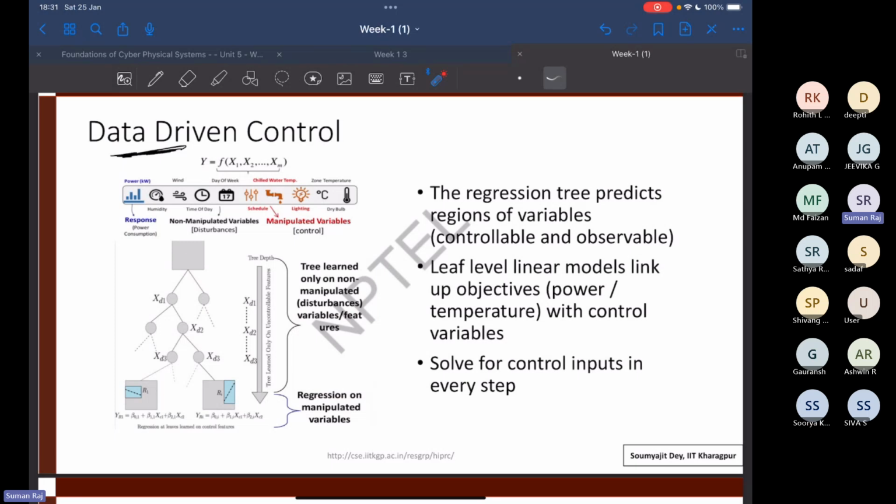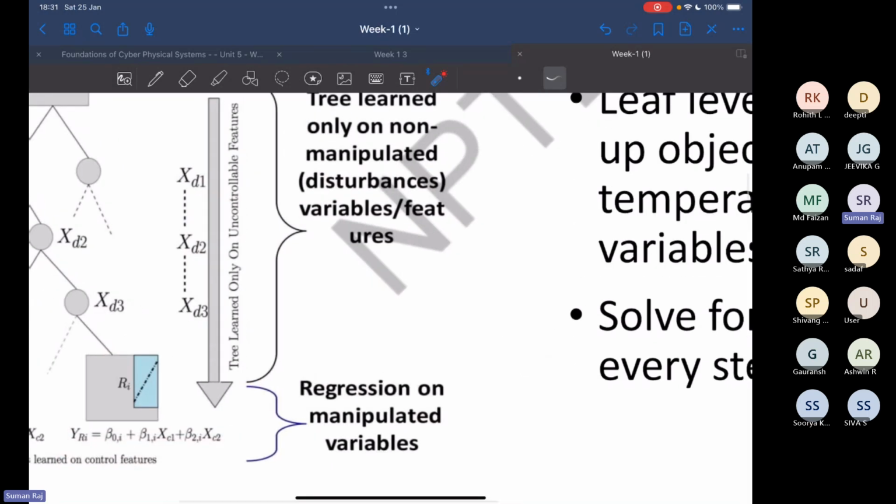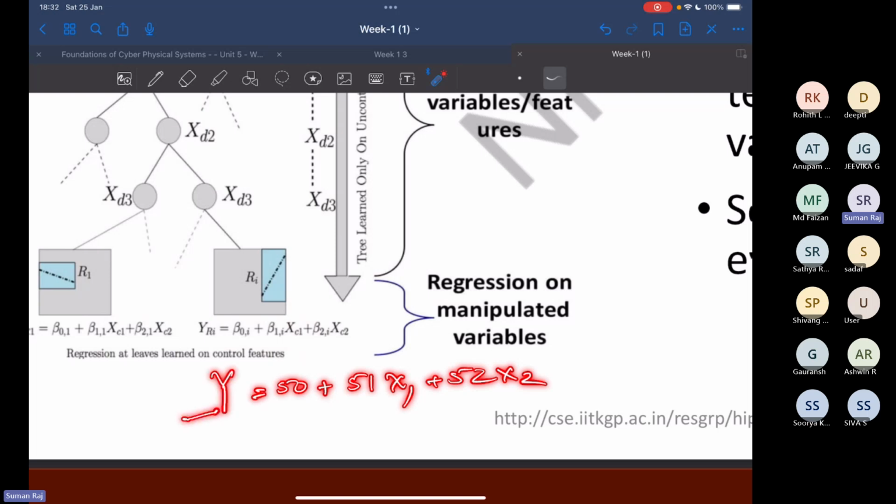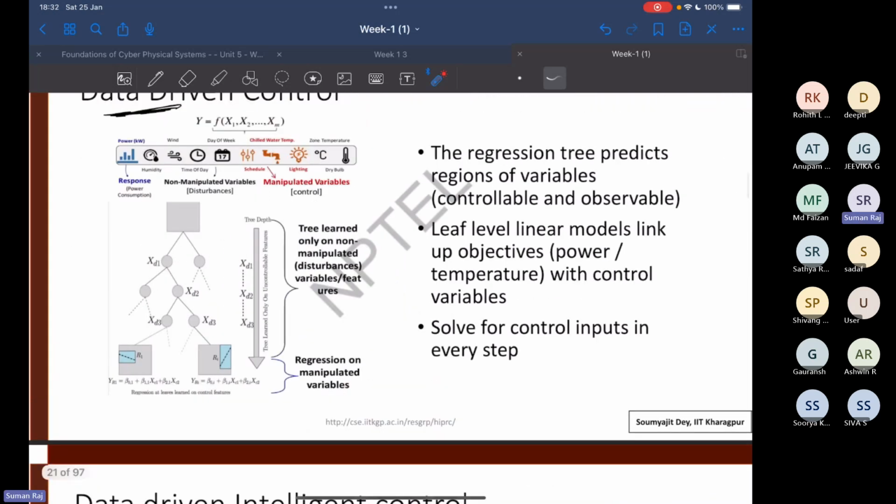Okay, so in general, regression means if you have this kind of an equation, let's say y is equal to this constant beta naught plus beta 1 into x1 plus beta 2 into x2, right? So you actually learn beta naught, beta 1 and beta 2 based on the past data that you have for x1 and x2. And then for the future, you are going to have an equation like y is equal to, let's say, 50 plus 51 x1 plus 52 x2. So for the future, whenever you have a new x1 and a new x2, you will be substituting those values in this equation. Okay, so that's what is generally there.